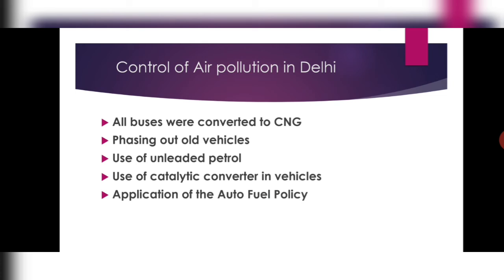Apart from that, phasing out of old vehicles. The vehicles that became old were taken out of the system. Use of unleaded petrol, use of low sulfur petrol, use of catalytic converters, and an application of strict auto fuel policy which included the Euro 2 norms, Euro 3 norms, Euro 4 and now it is Euro 6 norms. This gives a specific value for the amount of pollution that is created by a vehicle. If this pollution is increased by that given amount, then the vehicle must be phased out of the road, that is, it cannot be used in daily use.